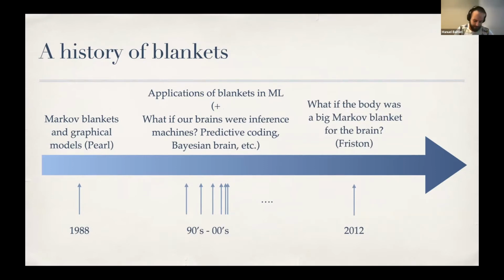So at the same time, while people were using Markov blankets to do inference in machine learning models, people started wondering, okay, can we actually say that the brain is a system doing inference? And then you see all of these books and 20 years of literature on predictive coding, Bayesian brain hypothesis, early stages of the free energy principle, etc.